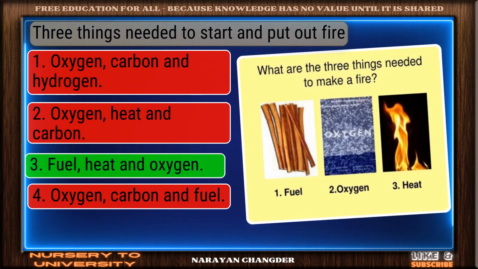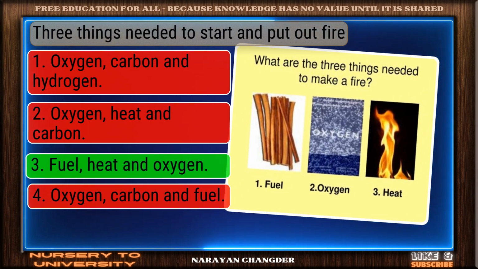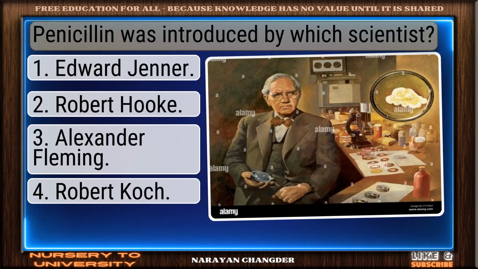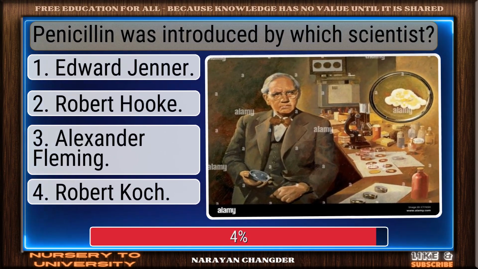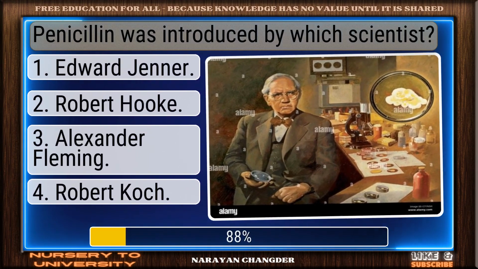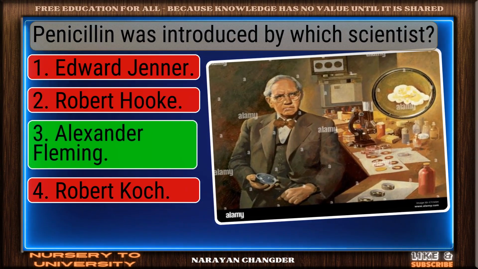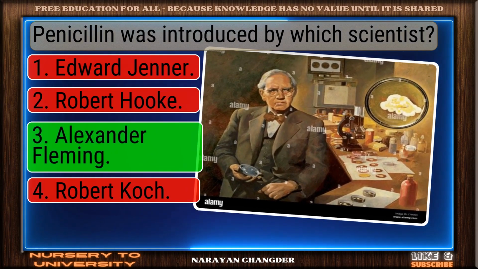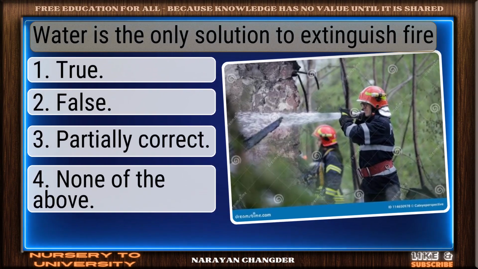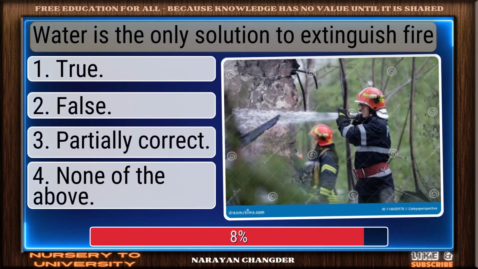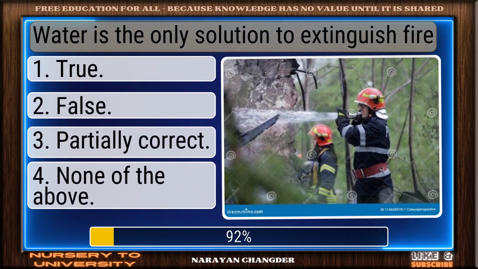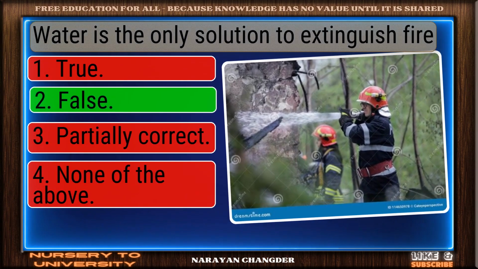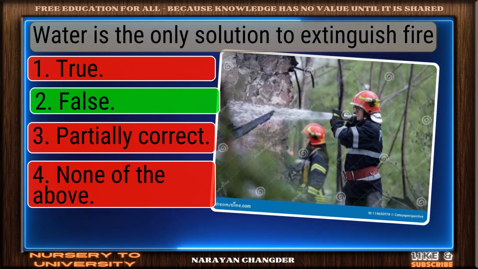You chose fuel, heat, and oxygen. And it is correct. Penicillin was introduced by which scientist? Nice work. You chose Alexander Fleming, and it is correct. Water is the only solution to extinguish fire. Great thinking. False is the right choice.